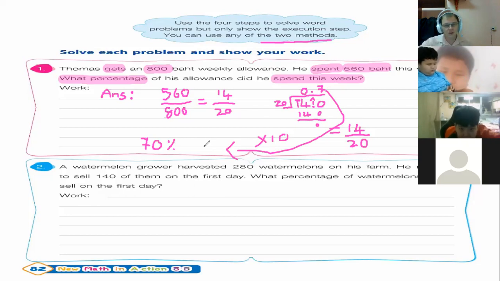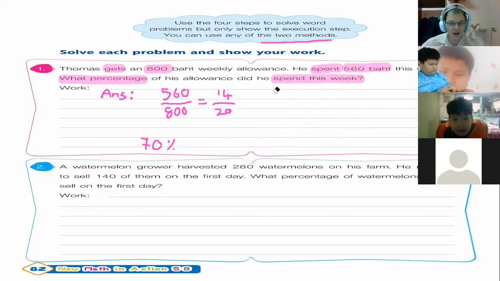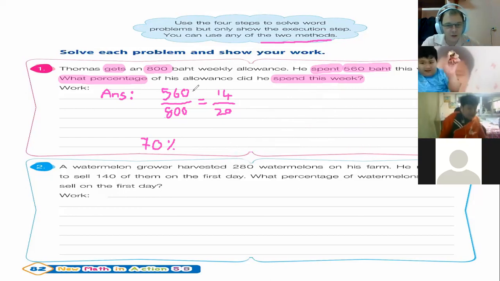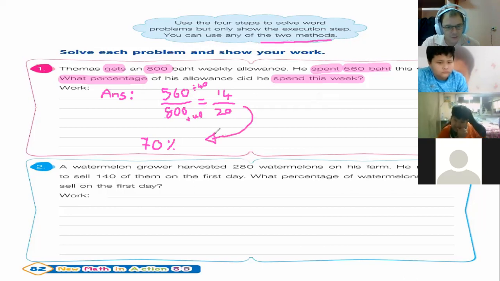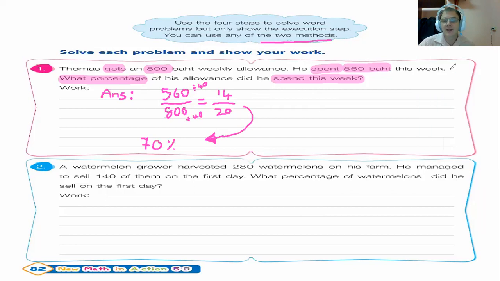Okay. Do you guys understand how to do the simplification? Remember, when we simplify, we have to do that at the top. We do the same as at the bottom. Divide by 10 on top, divide by 10 at the bottom. And this will equal 70%. Okay, you guys have to ask if you do not understand, please, because I'm going to ask you to do some on your own. And if you don't understand, it might be difficult.